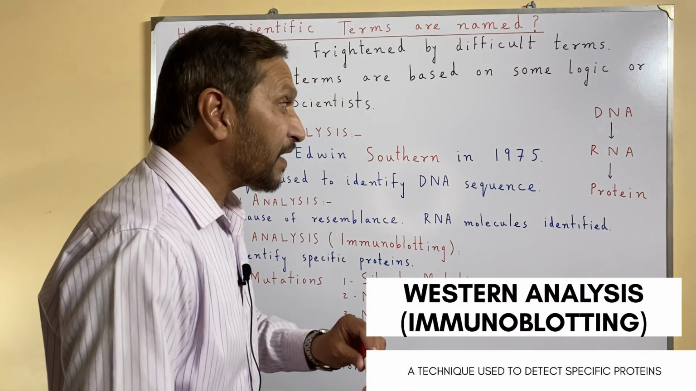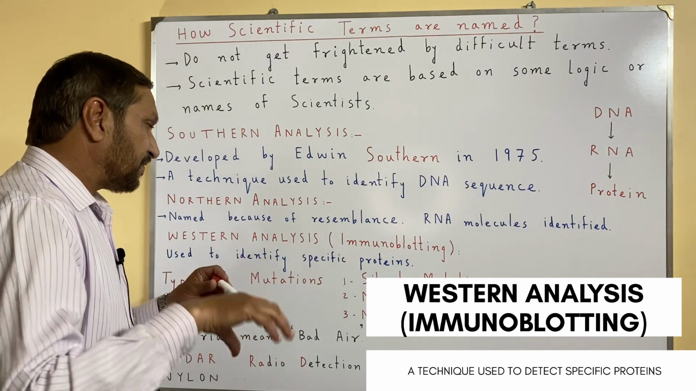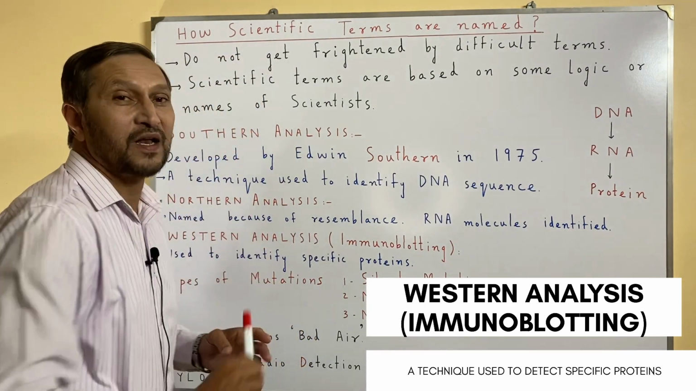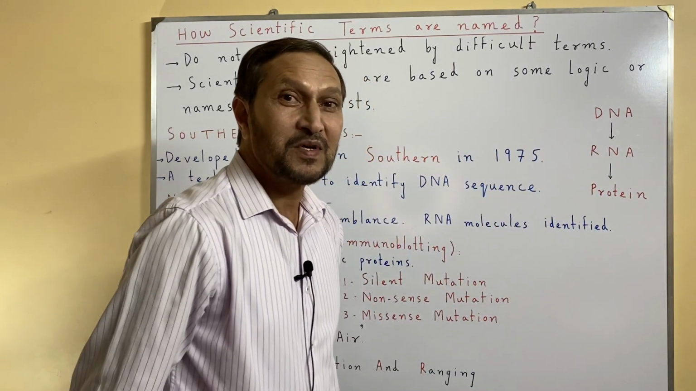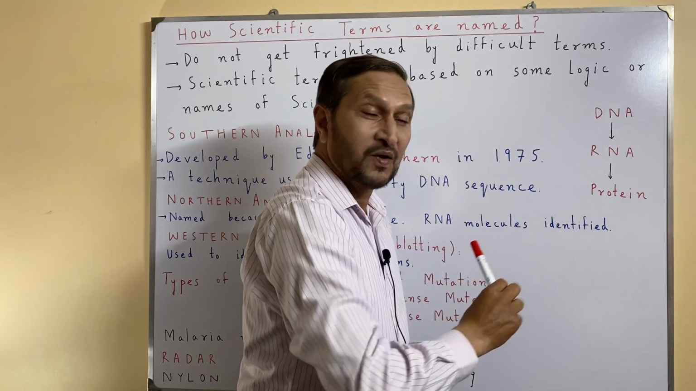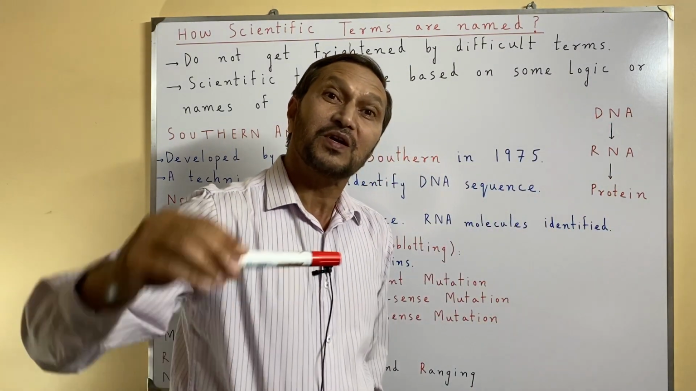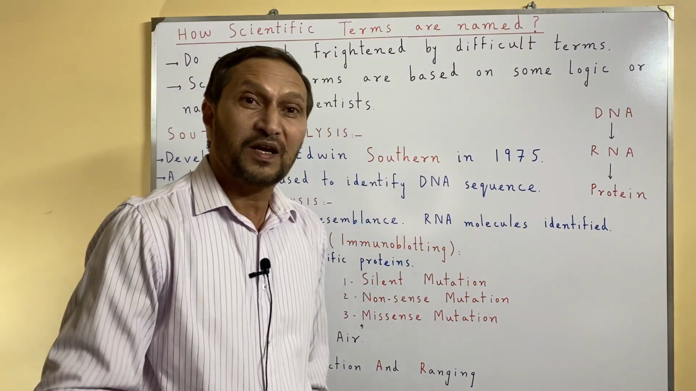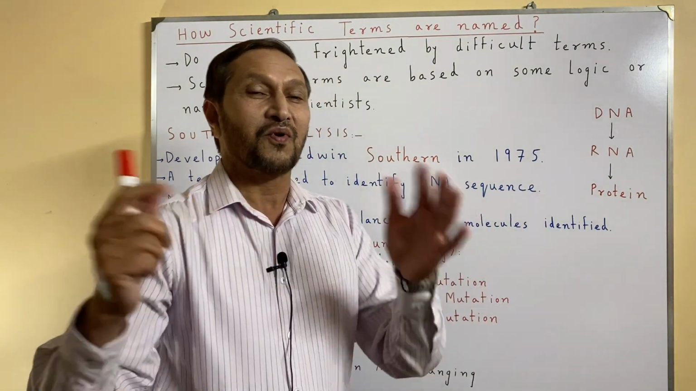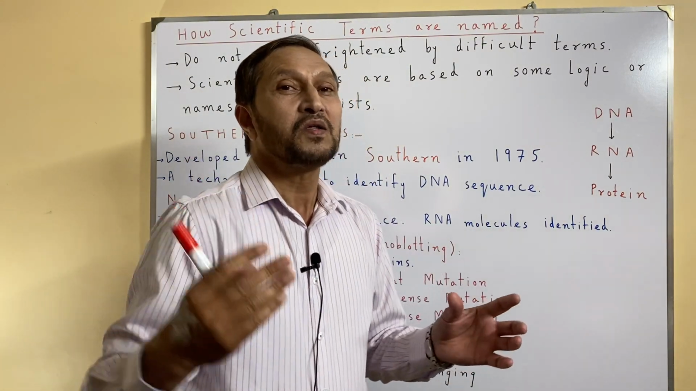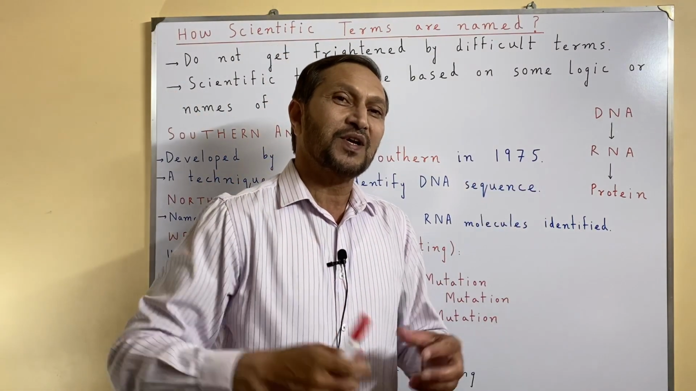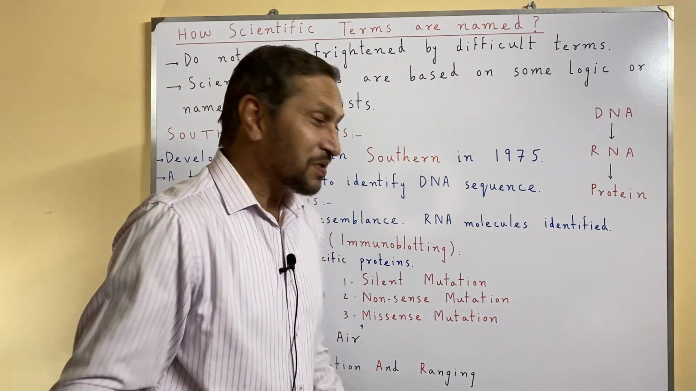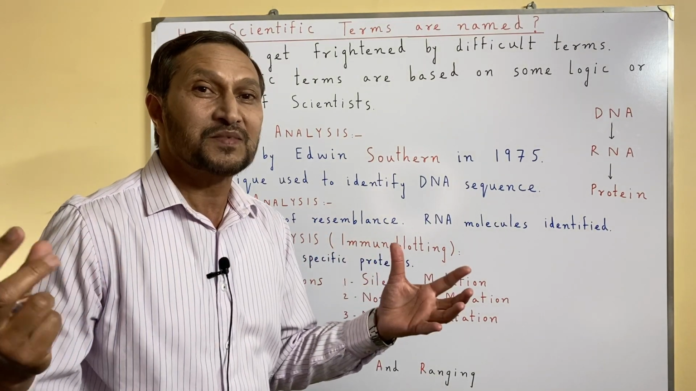Later on, when a technique for the identification of proteins was developed, it was named Western analysis. The first technique was named after the scientist Southern, then RNA analysis was named Northern analysis, and protein sequence identification was termed Western analysis. So northern, southern, western. There is no Eastern analysis yet, but maybe in future a technique may come. It may be possible. So I am telling you how scientific terms are named.